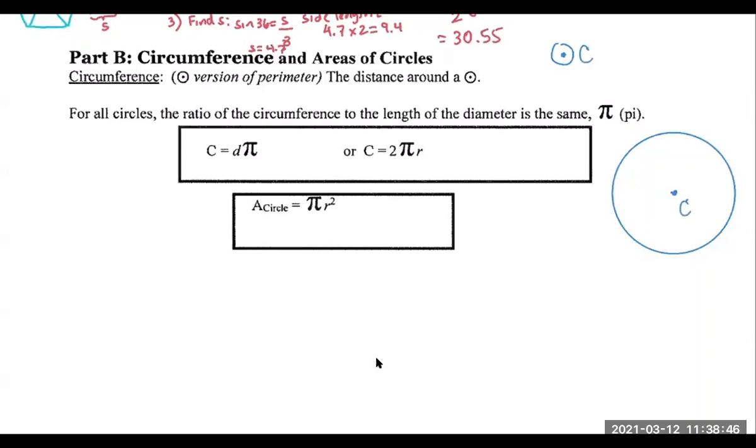So you would see the little circle symbol with the dot in it, and then you would see C to the side of that. Let me move this here.